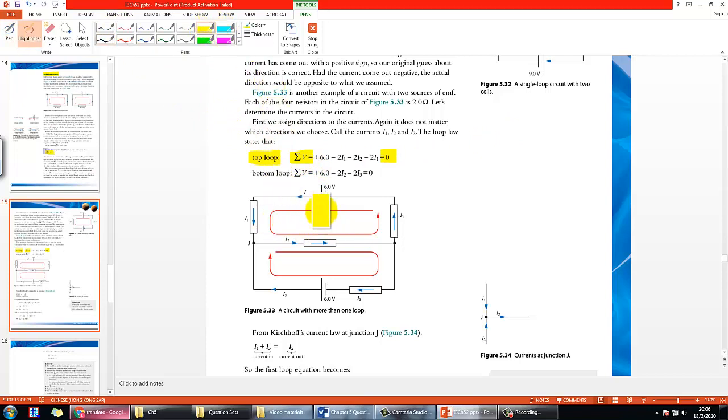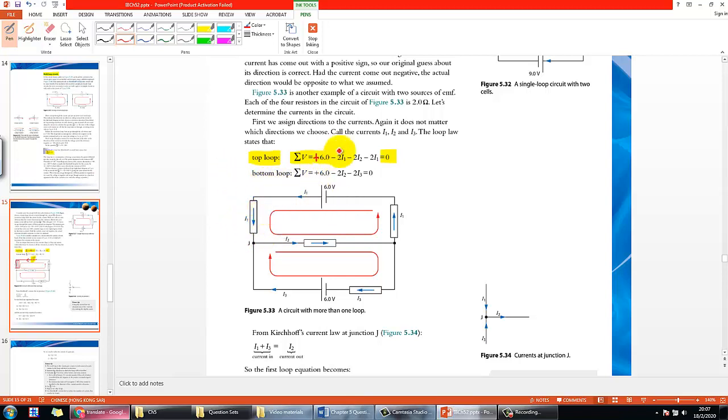So let's really start to see what it means by summation V equal to 0. First of all, look at here. We've got a battery, 6V, so that's why we have plus 6V. When current passes through the battery, it gains potential, it gains voltage, so that's why it's plus. However, when the current passes through a resistor, it will decrease the voltage.